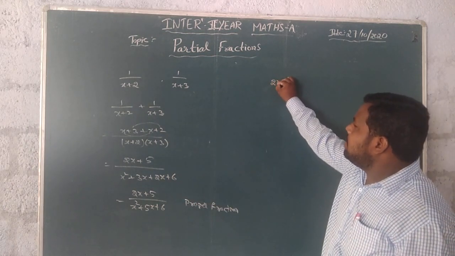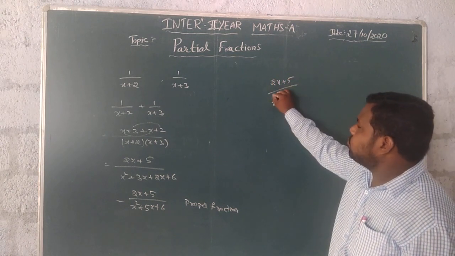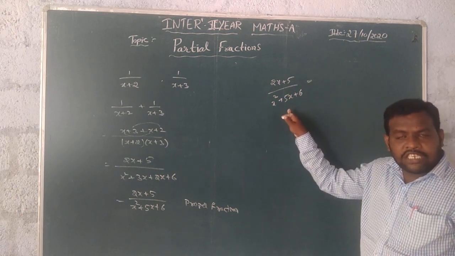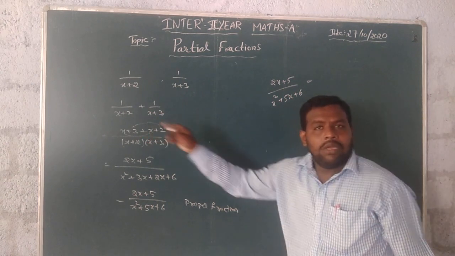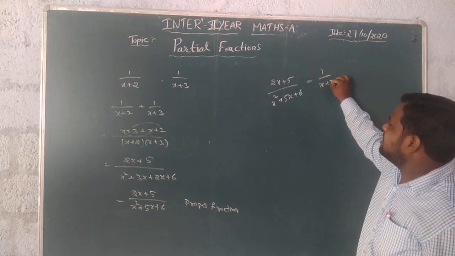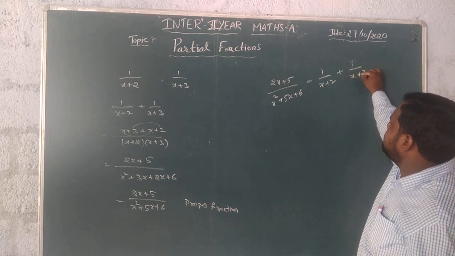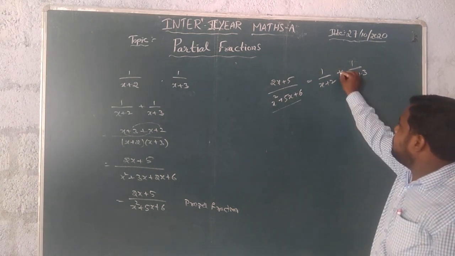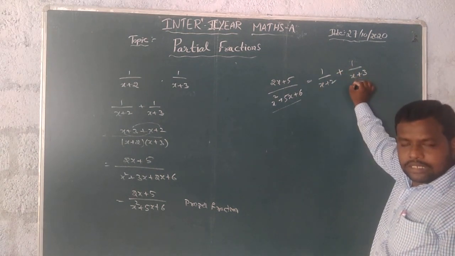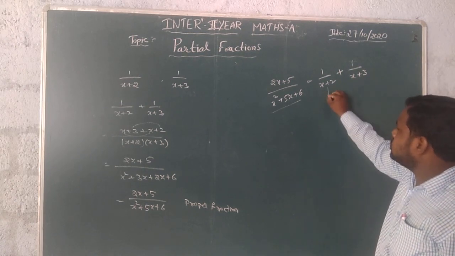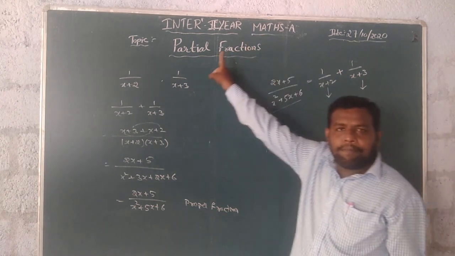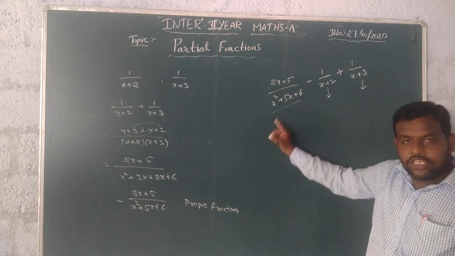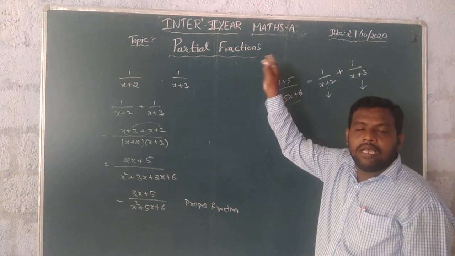So what is the converse? 2x plus 5 by x square plus 5x plus 6 is equal to, this proper fraction can be expressed as the sum of two proper fractions, 1 by x plus 2 plus 1 by x plus 3. So a proper fraction can be expressed as a sum of two proper fractions. So each proper fraction is called a partial fraction of the given proper fraction. So the topic we will discuss is partial fractions.